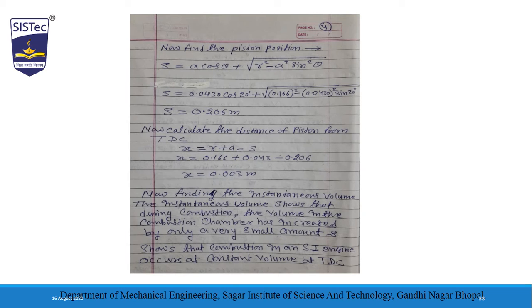Now finding the instantaneous volume. The instantaneous volume shows that during the combustion, the volume in the combustion chamber has increased by only a very small amount, and shows that combustion in a spark ignition engine occurs at constant volume at TDC.